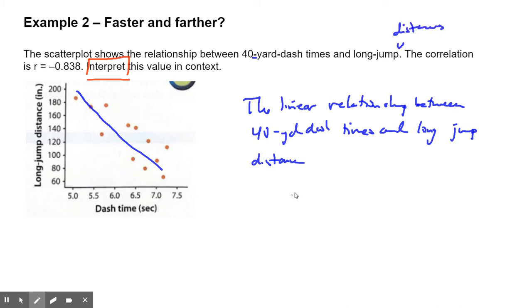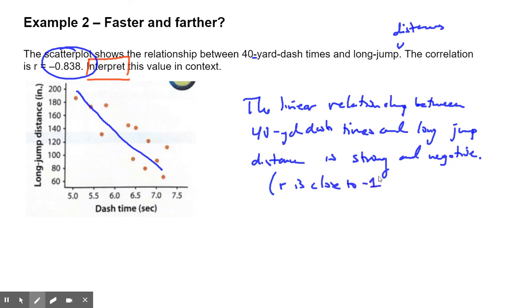So the linear relationship between 40-yard dash times and long jump distance is, and now this number comes into play, strong and negative. And that is because R is close to -1. So notice I have the form, I have the strength, and I have the direction. And there's objective 2. Pretty quick and simple.